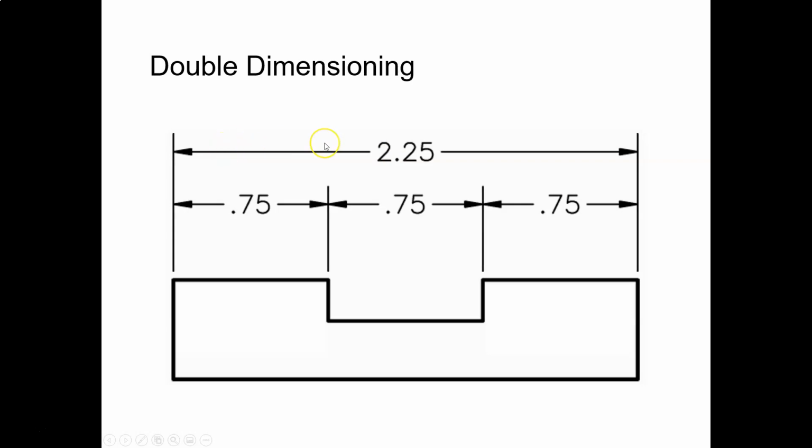All right, so an example of double dimensioning or superfluous dimensions. So this is an example of double dimensioning. We have one too many dimensions here. We need to get rid of one of these dimensions. Either one of the 0.75s, or the 2.25. One of these has to go. Which way should we go? Well, that's based on the functional requirements and mating conditions. Okay.